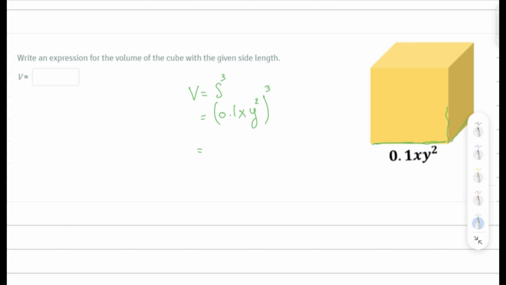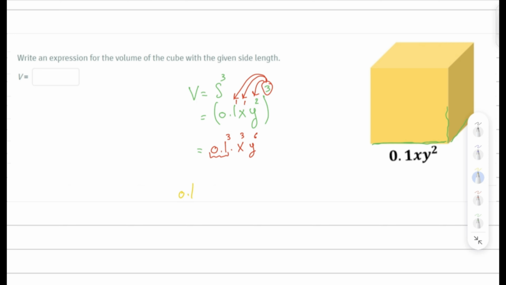Distribute the exponent for all what is inside the parentheses. If there is no number in the exponent, it means that the exponent is 1. We're gonna have 0.1 cube times x cube times 3 times 2 is 6, y to the power 6. We can simplify this. 0.1 cube.